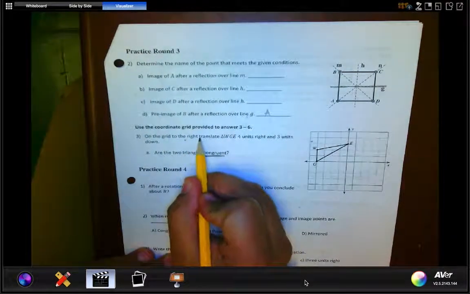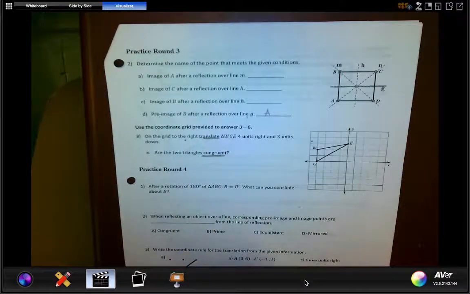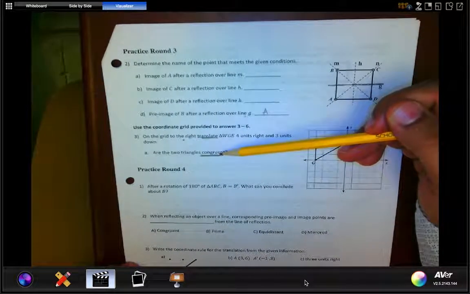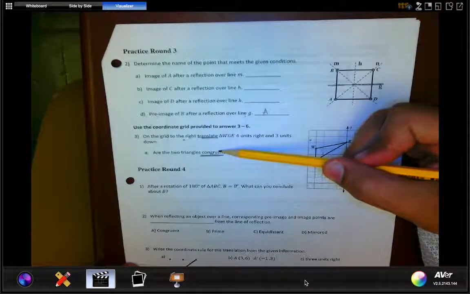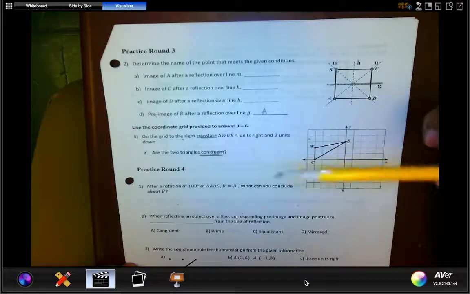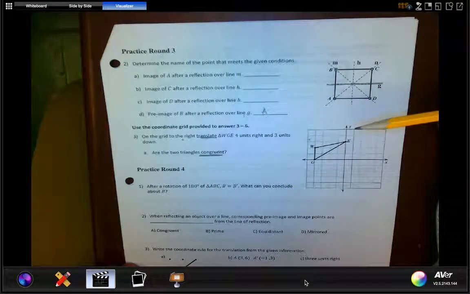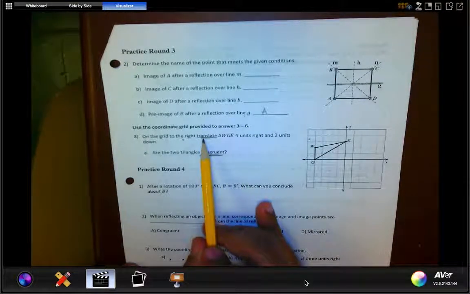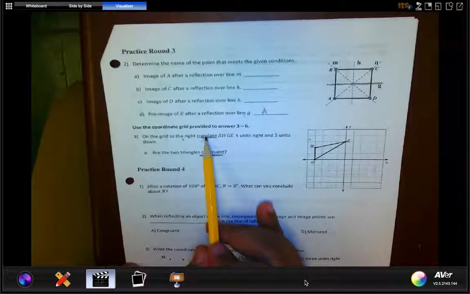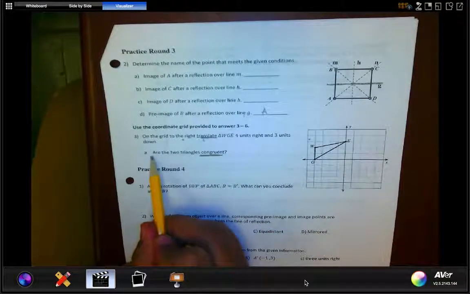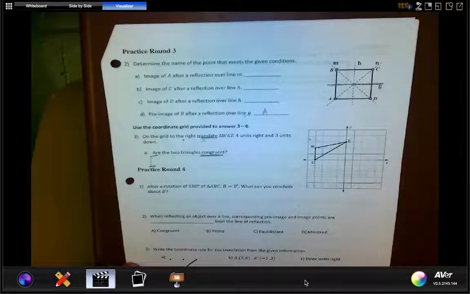Well, it's a translation. First, you have to think about, is a translation a rigid motion? Because the definition of congruent says that two shapes are congruent if and only if there exists a sequence of rigid motions that maps one figure onto the other. Okay, well, this is a translation. Is this a rigid motion? Yes or no? And if it is a rigid motion, then the shapes have to be congruent. Okay? So in this box, I want you to tell me why they are congruent.